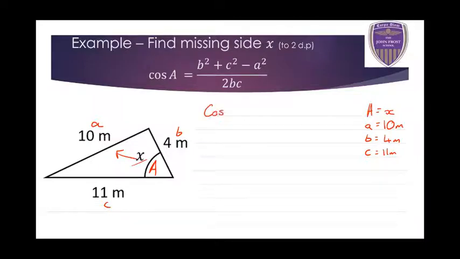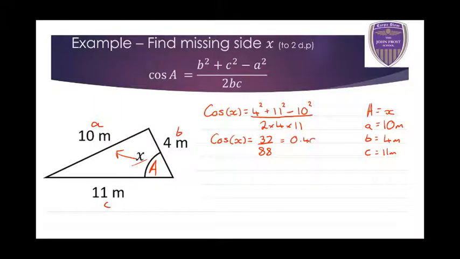So cos of A, well, A we're taking to be x. B squared, B is 4. C squared, C is 11. So 11 squared. A is 10. So A squared is 10 squared. Divided by 2 times B was 4 and C was 11. So cos of x, if you solved all that in your calculator, you would end up with 37 over 88. And if you turn that into a decimal, you would get 0.42045 recurring, okay?